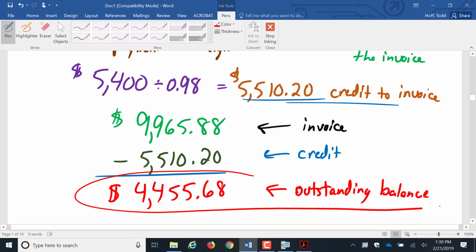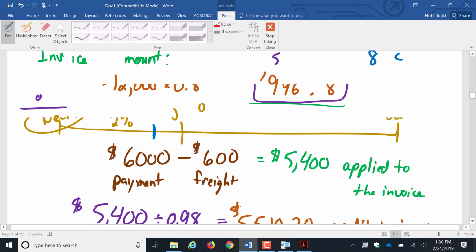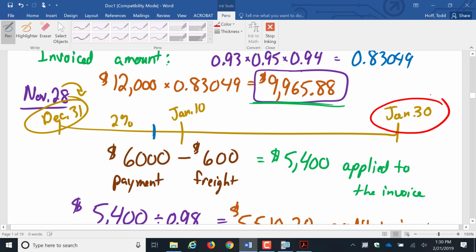So the question asked to find that outstanding balance. That is it, $4,455.68. It also asks for the date due. We had already found that up here. It is due on or before January 30th. So there's a problem tying together all these concepts in merchandising from the producer to the distributor.